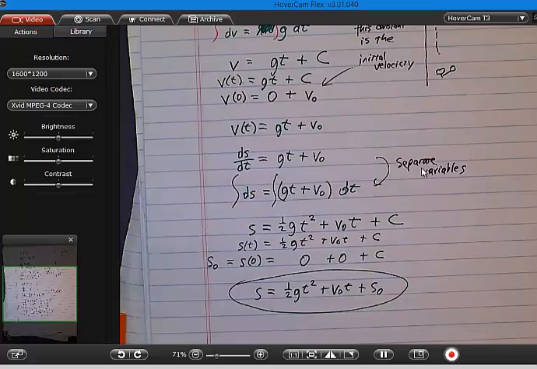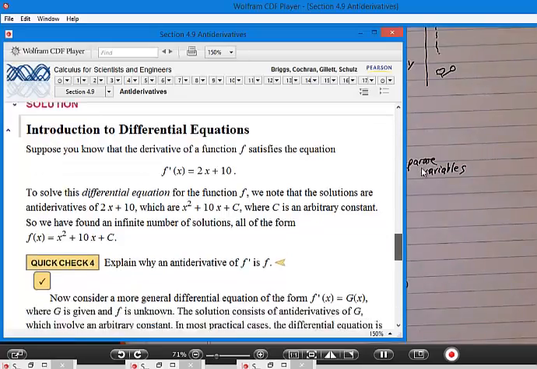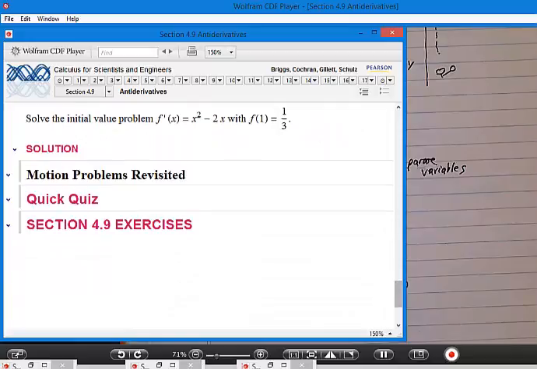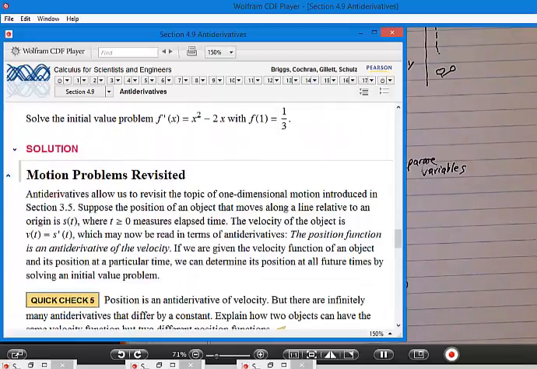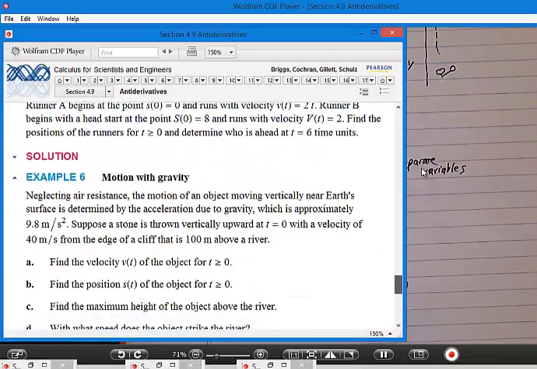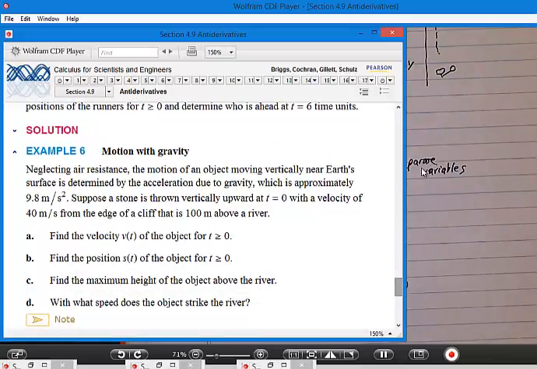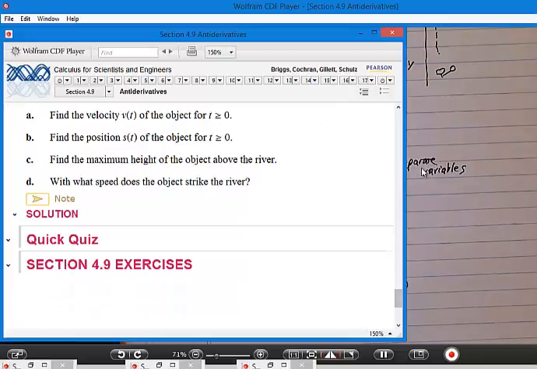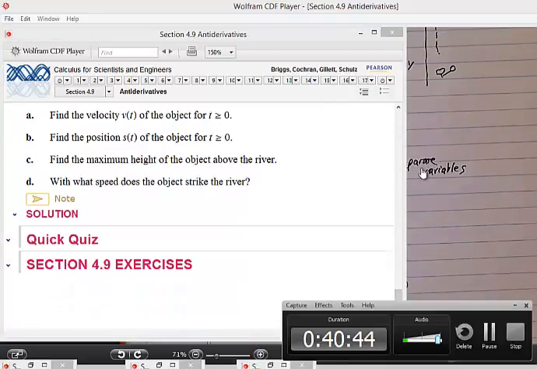Tonight, for homework, yeah, they do give you one section of these motion problems where they talk about some of this stuff. Motion with gravity, we did one like this before. Okay. 40 minutes.